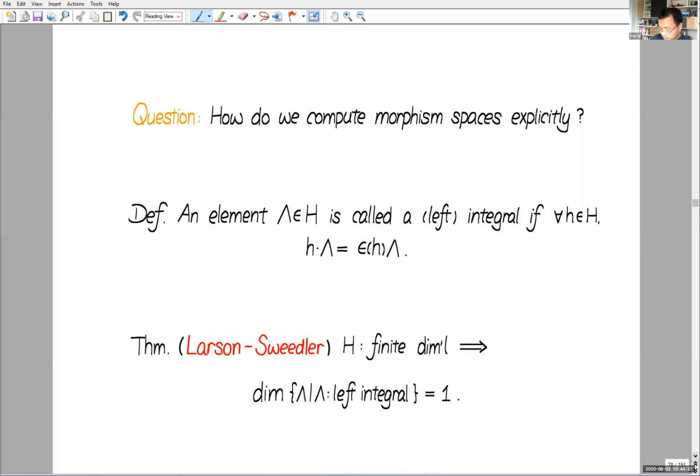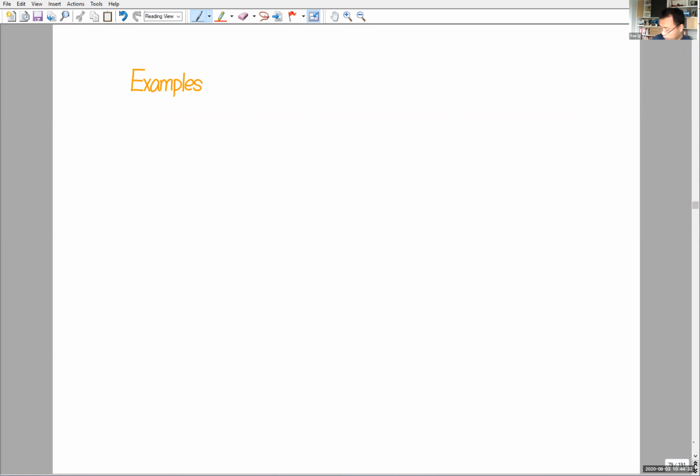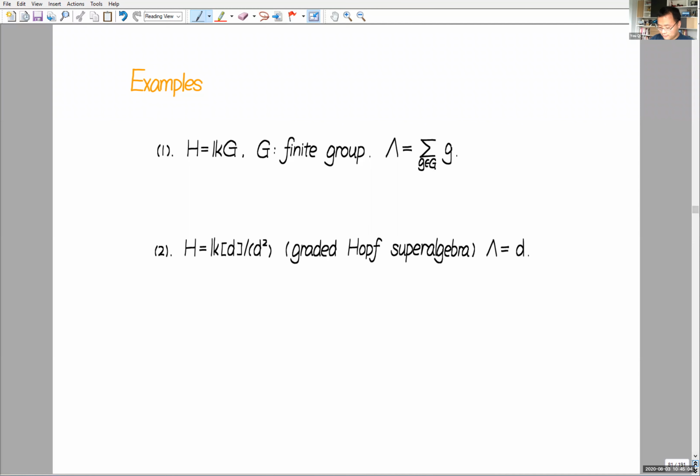I want to emphasize, using this integral, that we can compute the morphism spaces more explicitly. But before that, let's look at the examples we have focused on. First off, if KG is finite dimensional, the group algebra is finite dimensional if and only if G is a finite group. So you can take the integral to be just the sum of all elements. This is the usual averaging operator you see in representation theory, the sum of all elements, because epsilon of G is one, as we have seen.